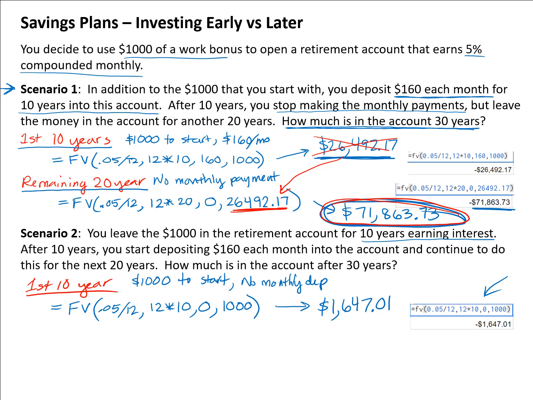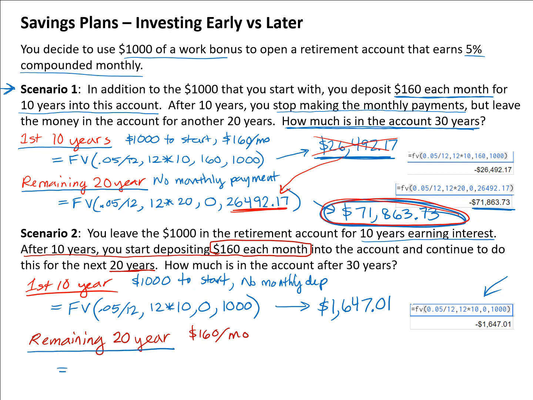But we are going to start putting monthly deposits in. After 10 years, we're going to put that same $160 each month in, and we're going to do it for 20 years. So we're actually going to put more money in this next 20 years. So the remaining 20 years, we're going to put that $160 in each month. So $160 per month. So let's work out with our future value formula how much we will have.